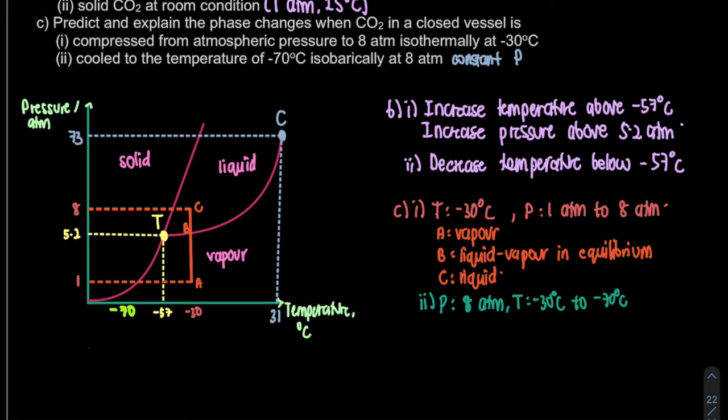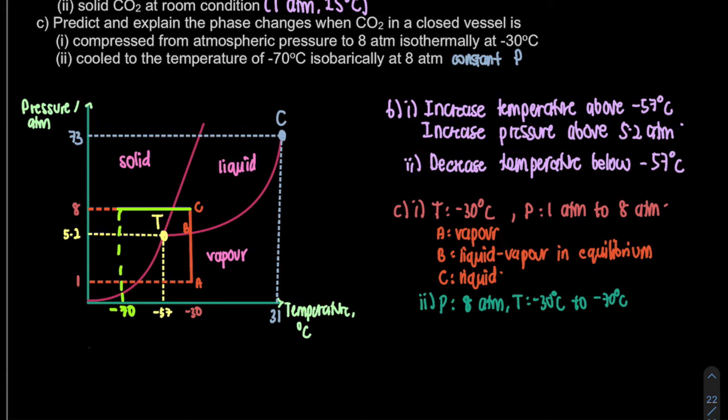Okay, again, from negative 30 degrees to negative 70 Celsius for 8 atm. So here 8 atm, negative 30 here until negative 70 here. So I'm going to use this neon color. So from C until this point. Okay, so I'm just going to line this one line. Yang ini pun. This will be my negative 70.